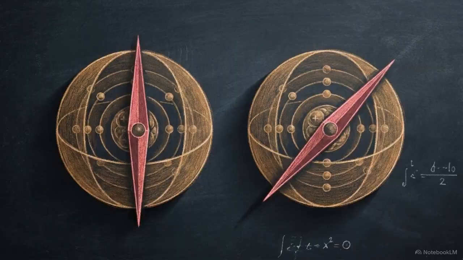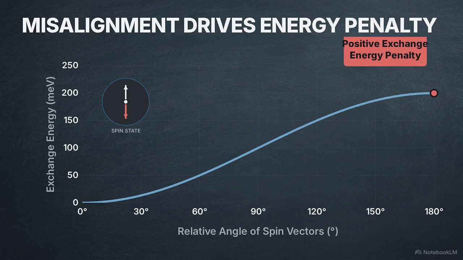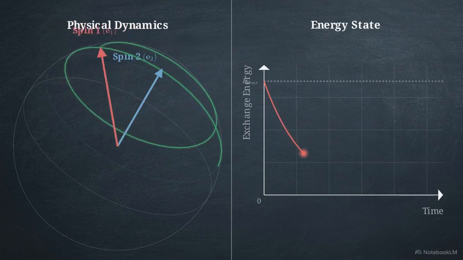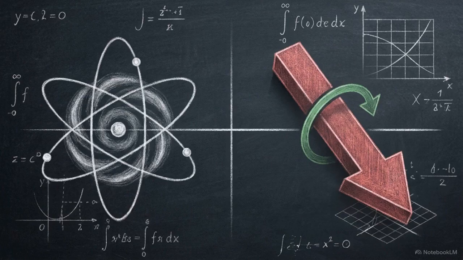We can ground this abstract pipeline in a real-world example, exchange-driven spin alignment between two neighboring magnetic moments. If spin 1 is misaligned with spin 2, it carries a positive exchange energy derived from our first principles calculations. Spin 1 treats the orientation of spin 2 as its local effective field. Consequently, spin 1 precesses around spin 2, and via damping, gradually spirals into parallel alignment to minimize the system's energy. This demonstrates that a microscopic quantum constant calculated by DFT directly manifests as a measurable, classical dynamic torque.